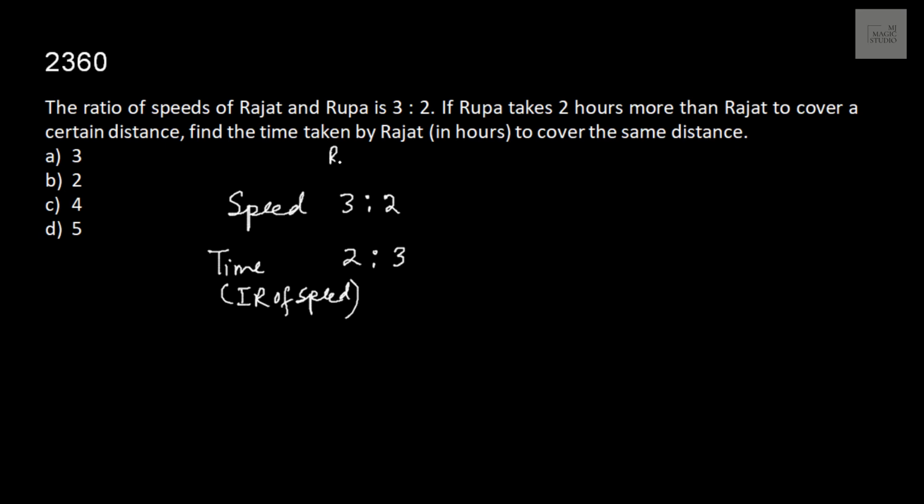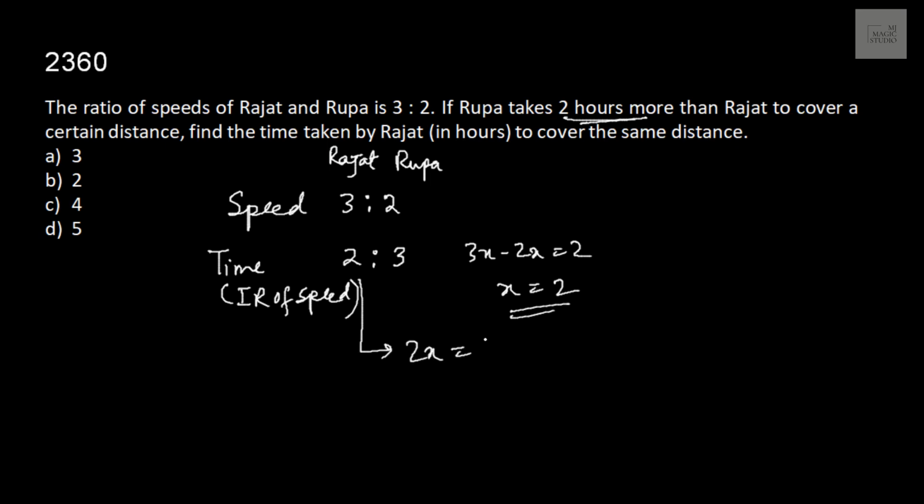That means time taken by Rajat is 2 units, then time taken by Rupa is 3 units, and Rupa takes 2 hours more. That means 3x minus 2x is 2, x is equal to 2. That means time taken by Rajat is 2x, that is 2 into 2, 4 hours. By simply the inverse ratio format, this question becomes really very simple to solve, isn't it? The time taken by Rajat is 4 hours to cover the same distance, that is option C.